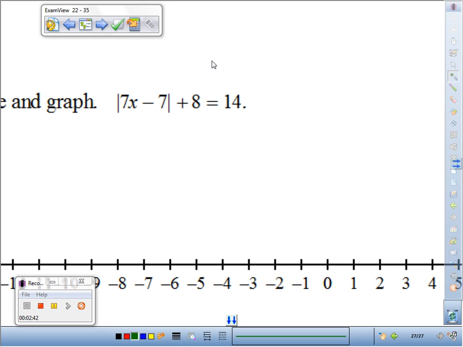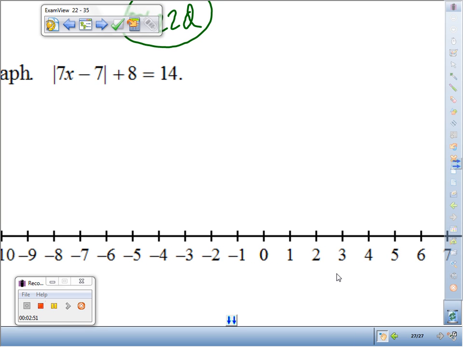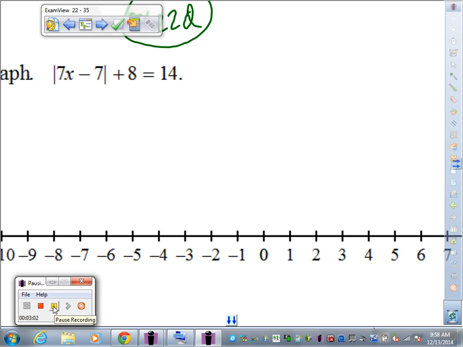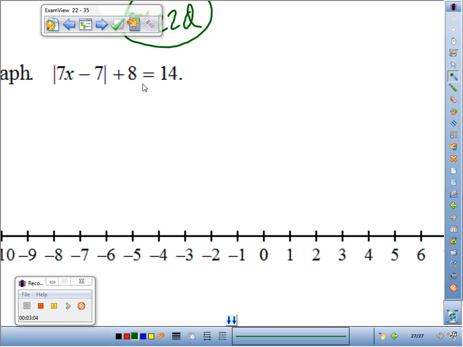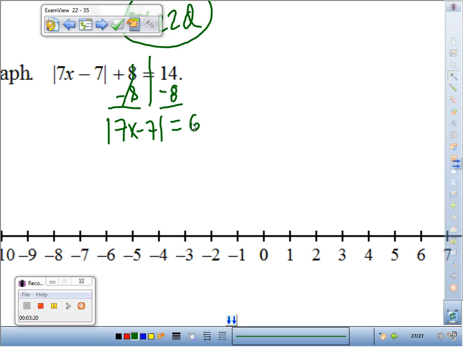Label this one example 22Q. Solve and graph. We got absolute value 7x minus 7, close the absolute value, plus 8 equals 14. Go. Okay, let's see what we got. Is there anything outside the absolute value? Yes, the plus 8. Subtract 8 from each side. This becomes absolute value 7x minus 7 equals 6.